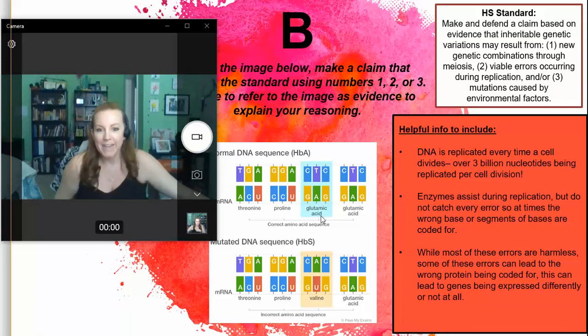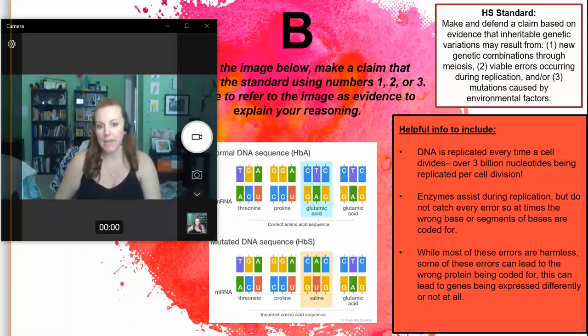However, down here in our mutated sequence, rather than that T, the replication accidentally made an A. As a result, we ended up with the incorrect amino acid sequence. So the glutamic acid, instead of being that, turned into valine. That means the resulting protein that will come from all these amino acids bonding together will be different.